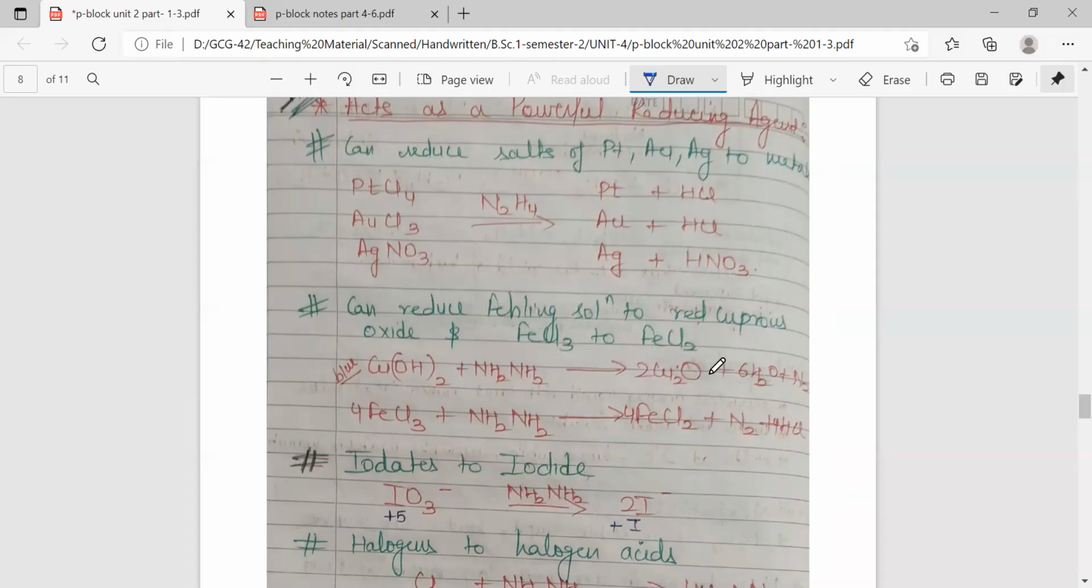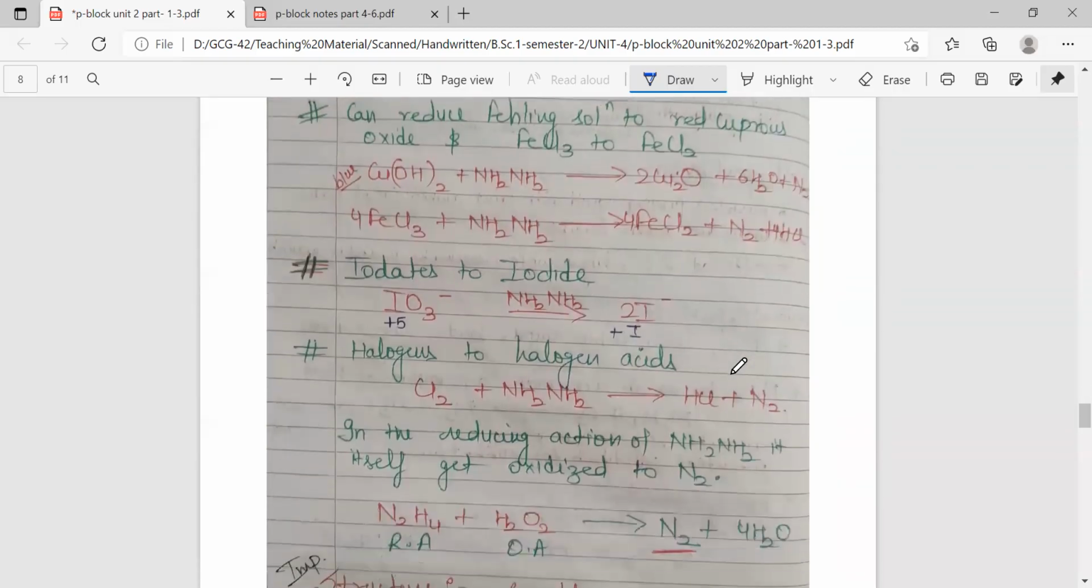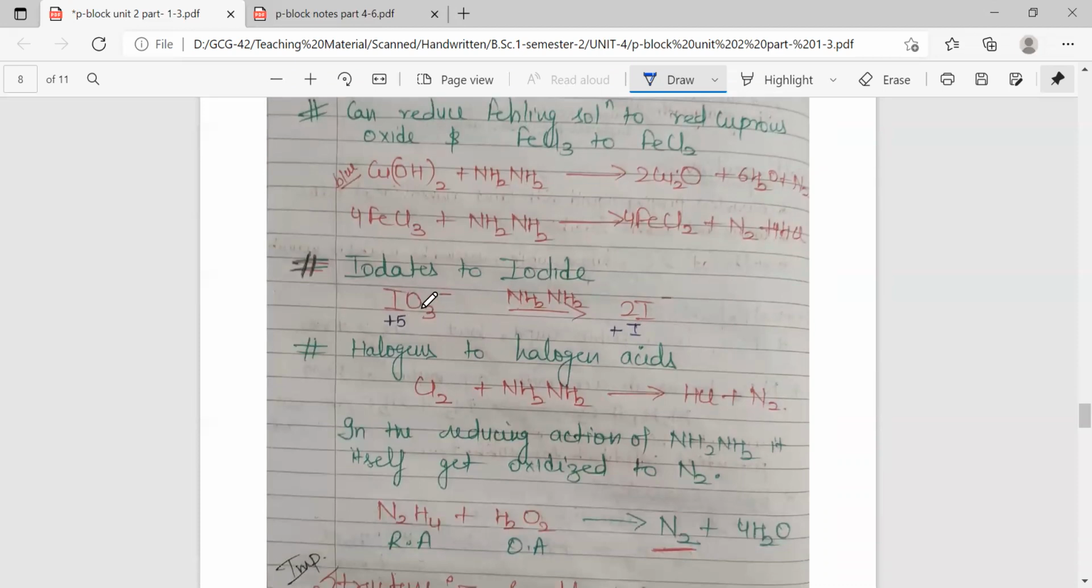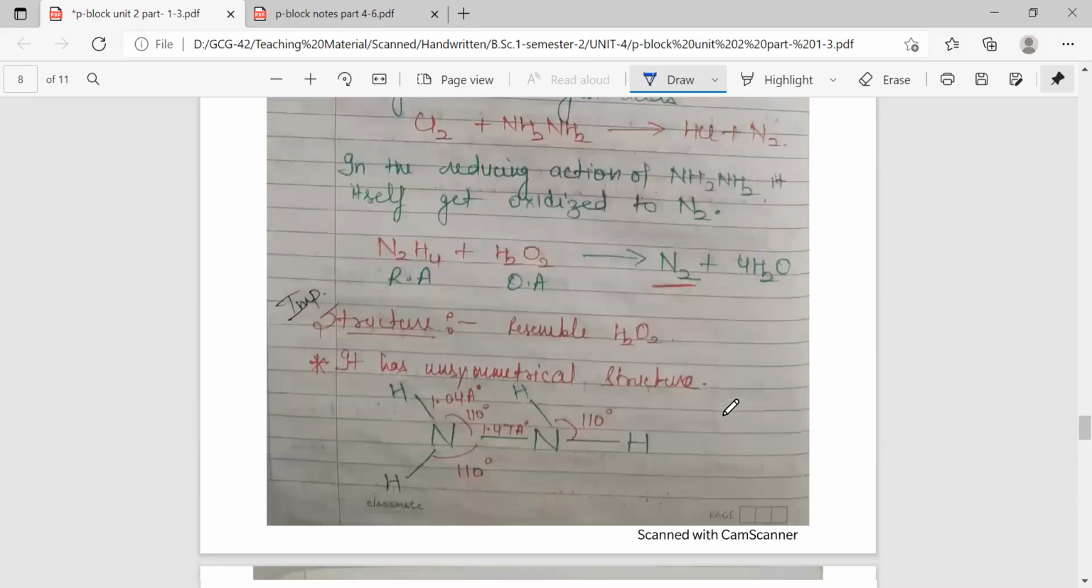It can convert FeCl3 to FeCl2. Whenever there is something which can be easily reduced, it will act as a reducing agent there. It can also reduce iodates to iodide. Here iodine is in the +5 oxidation state, and it is reducing it from +5 to -1. Halogens to halides, from 0 to -1. Again, reduction is there. In the reducing action of hydrazine, it itself gets oxidized to nitrogen. So here, this is the reducing action. In all the reducing reactions, it itself is getting oxidized to nitrogen.